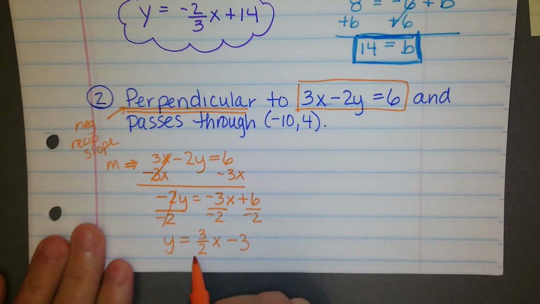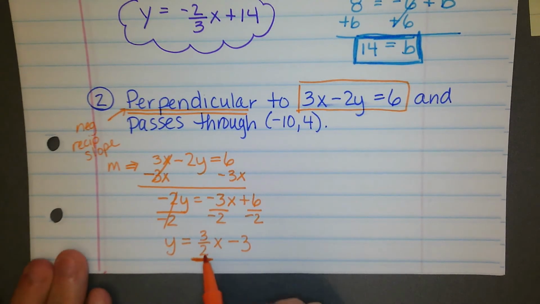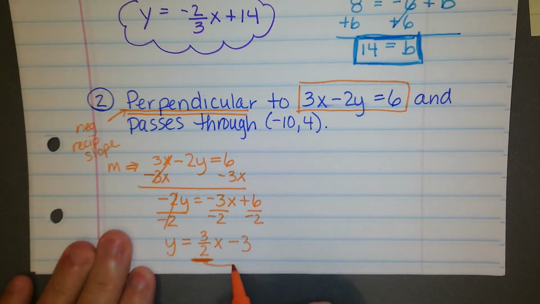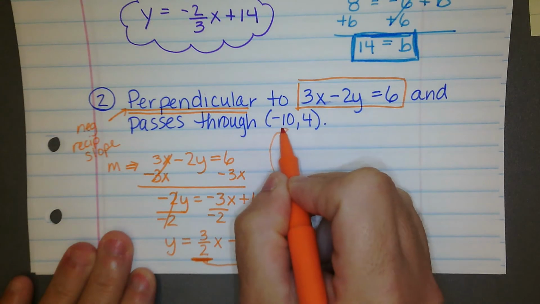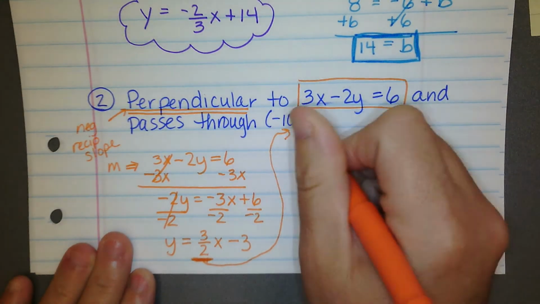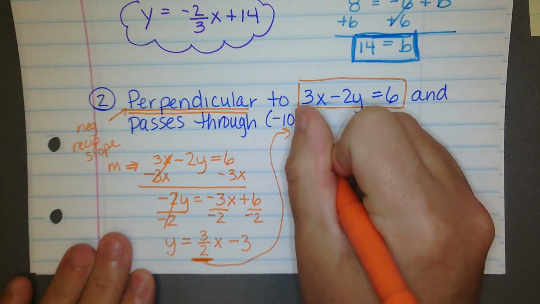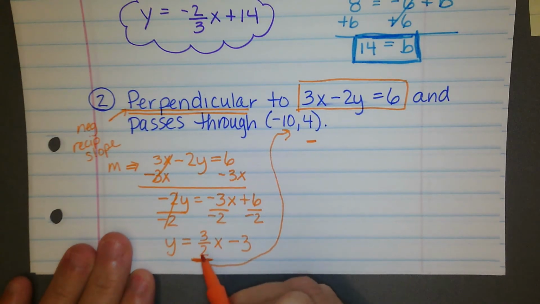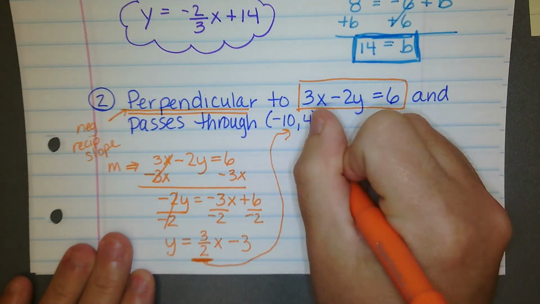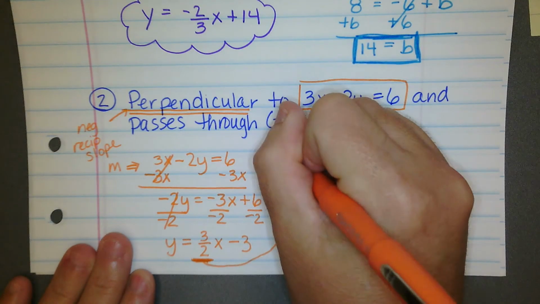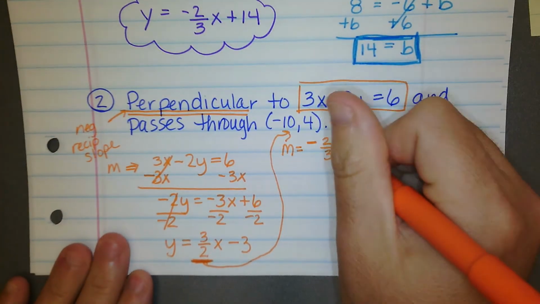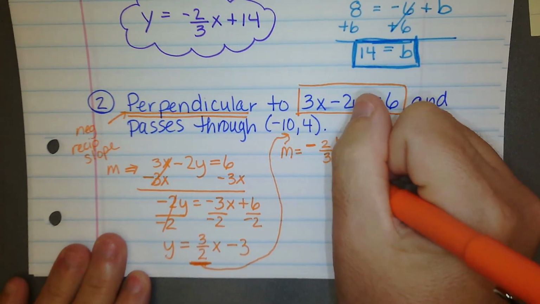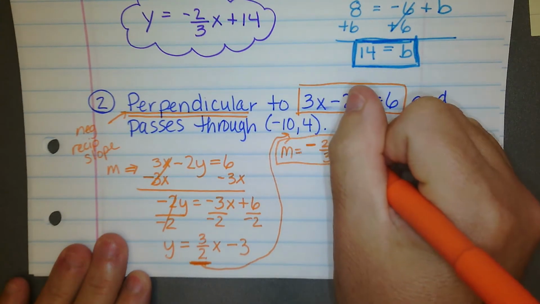That means that I'm going to take this one. I need to take the opposite sign. So this is a positive. So I need to change this. I'm going to move it up here. I'm going to change this to a negative and flip it. So that's going to be 2/3. This is my new slope. This is the slope that I am going to use in my equation.